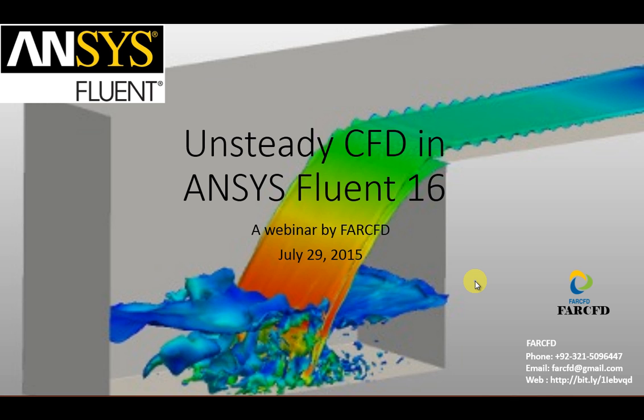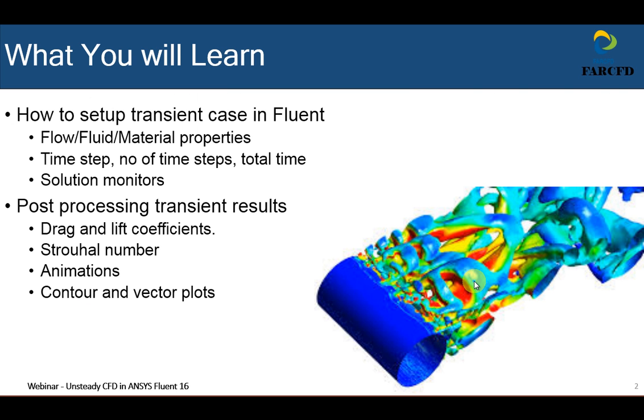Let's start with the webinar. In this slide we will discuss the learning outcomes from this webinar. First we will learn how to set up a transient case in Fluent, which includes number 1, fluid properties. Since we are only given the Reynolds number of 150, we will assume and/or calculate other properties using the formula for Reynolds number.